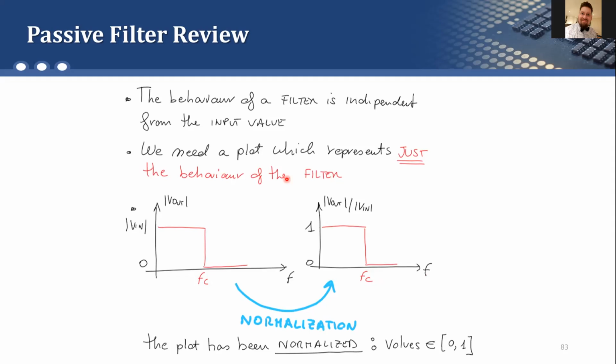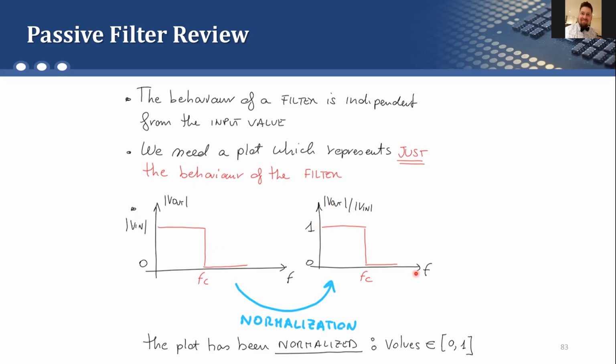So what engineers usually do, and this is a method you will hopefully see in many courses because it's often utilized, is normalization. It's an operation which normalizes the amplitudes, which means that you practically take this plot and divide it by the input signal amplitude. Then the y-axis is equal to the output amplitude divided by the input amplitude. Finally, we have a curve whose value does not depend on the input, normalized between 0 and 1.